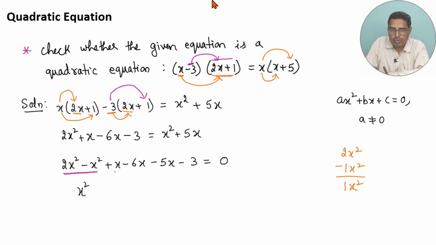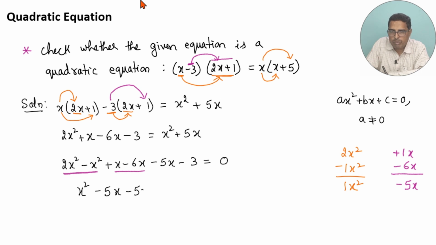Let us further group this one. Plus x minus 6x. So you have plus 1 times x minus 6 times x. So it is just 1 minus 6. What is 1 minus 6? 1 minus 6 will be −5, and this x will remain as it is. It is −5x. And this −5x, I will keep as it is. In the next step, I will simplify this one. And this −3 as it is, equals 0.